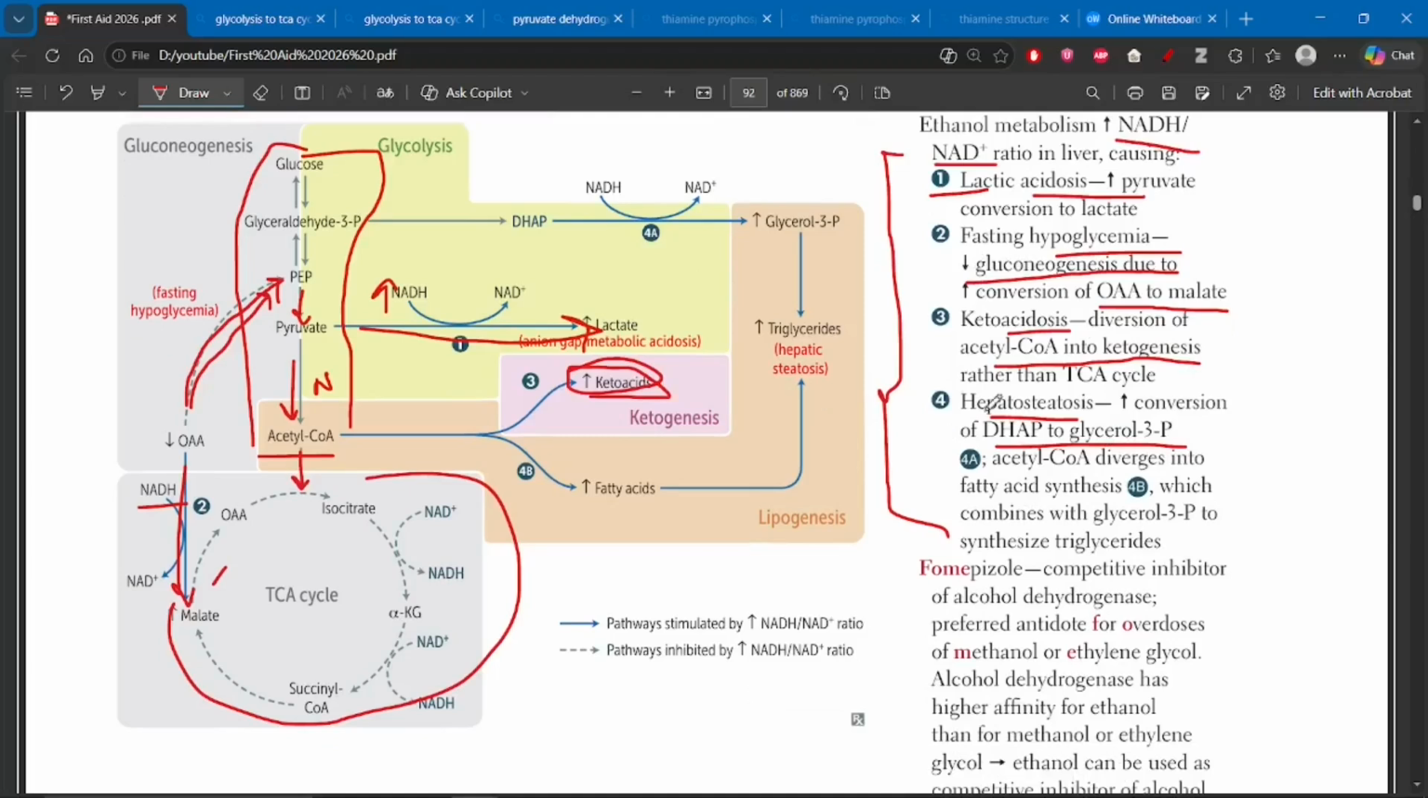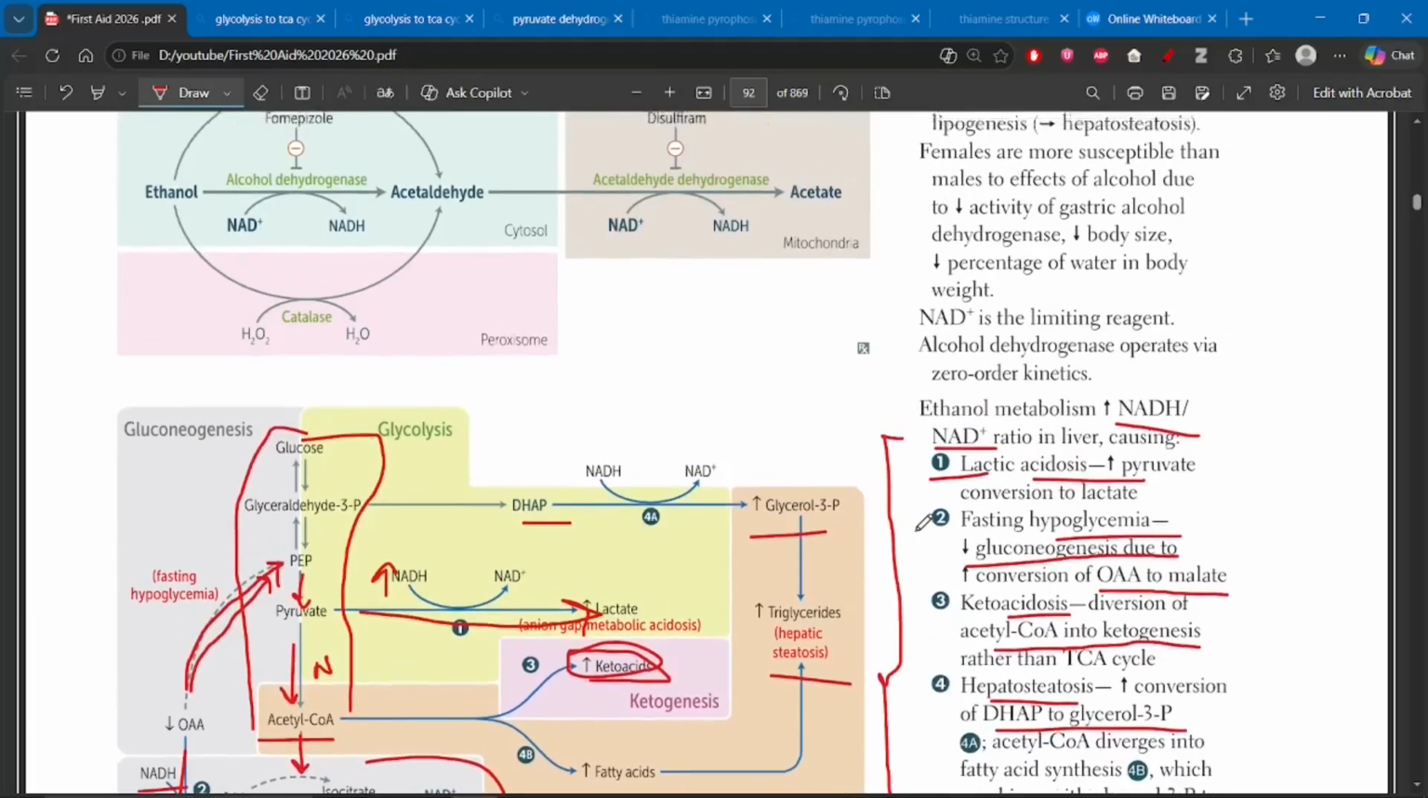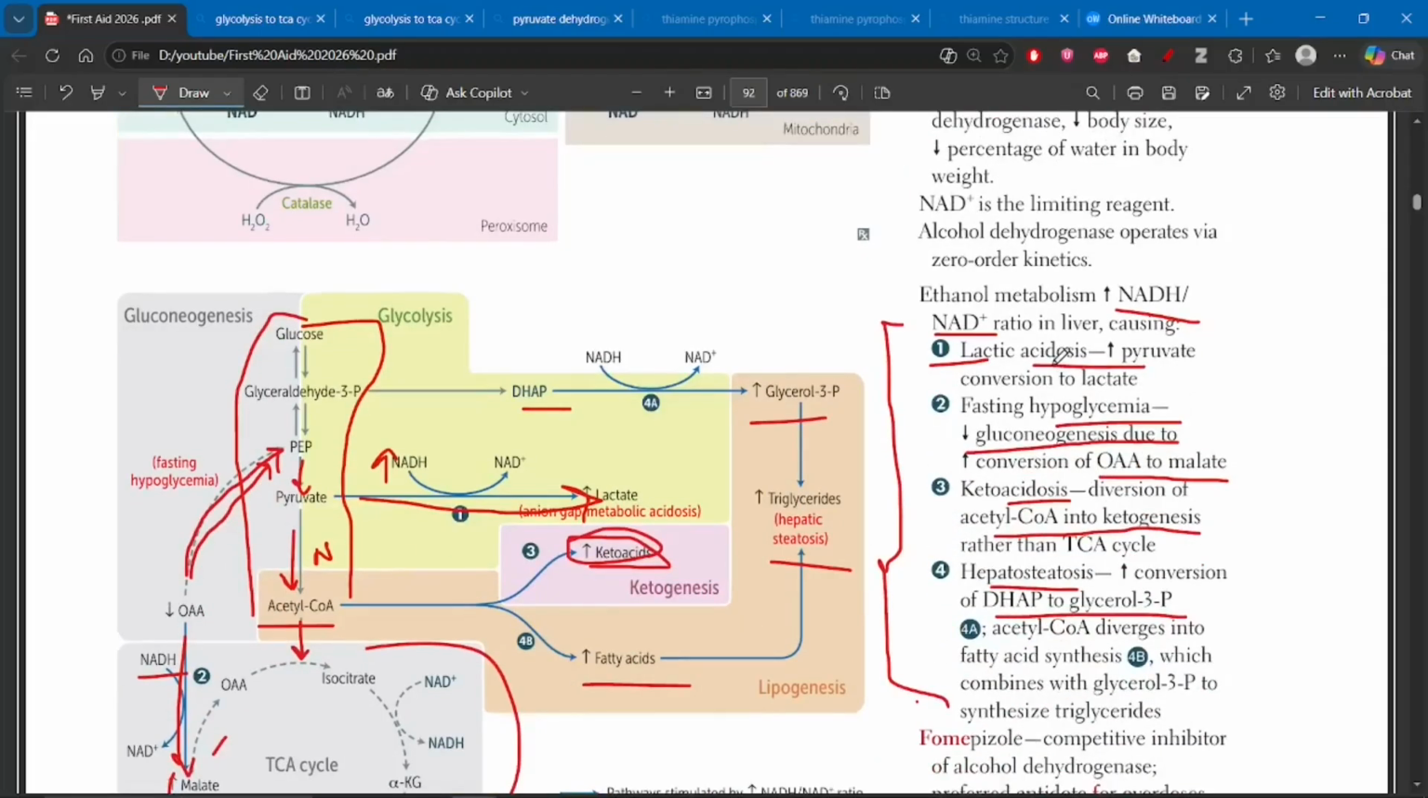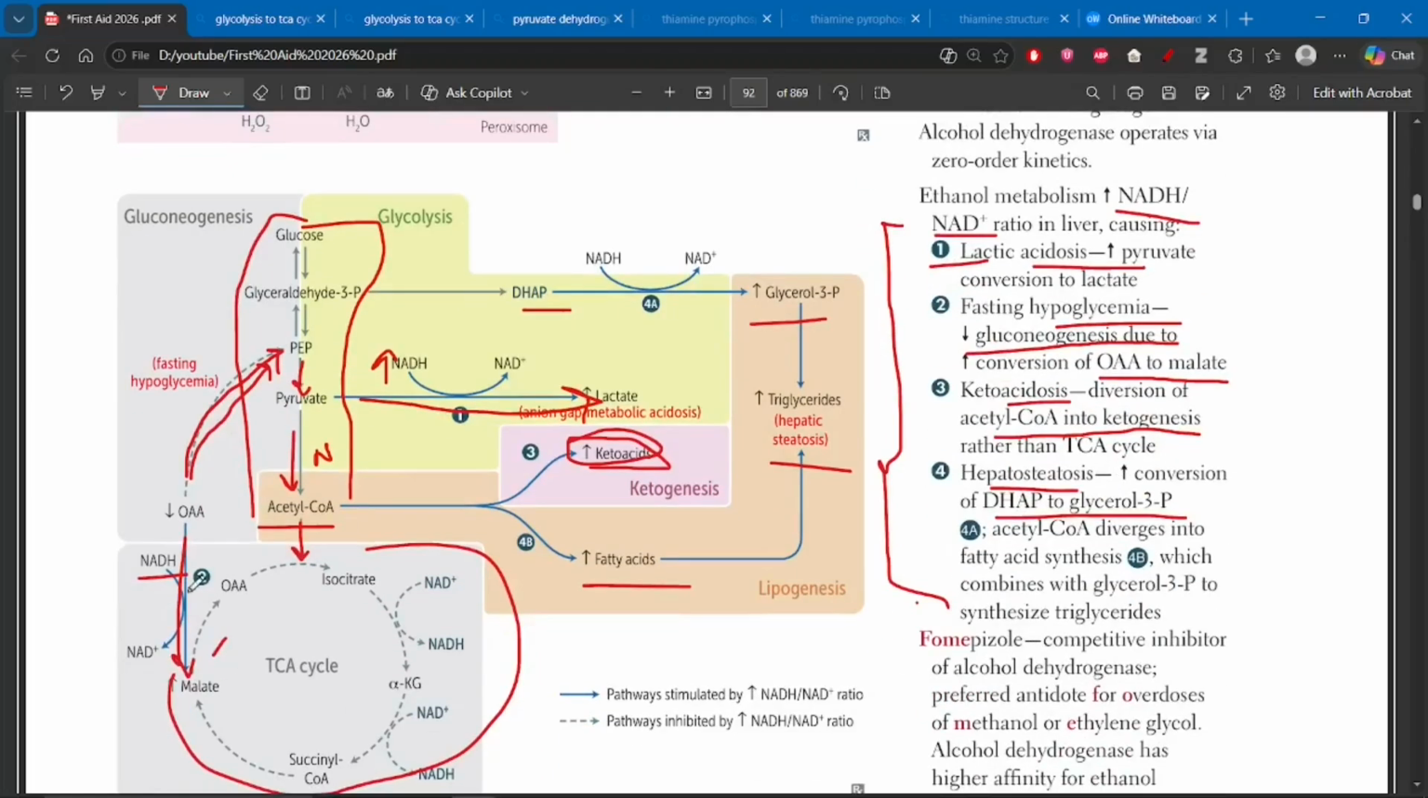And then lastly, it can lead to hepatosteatosis because it can increase the conversion of DHAP over here to glycerol 3 phosphate, which in turn leads to increased formation of triglycerides. And the acetyl CoA can also be converted to fatty acids. So it's a very big cycle. But I just believe that you should memorize the things that happen: lactic acidosis, fasting hypoglycemia, ketoacidosis, hepatosteatosis, because nobody is going to go into this detail, right? Just memorize all of this, and you're golden, right?